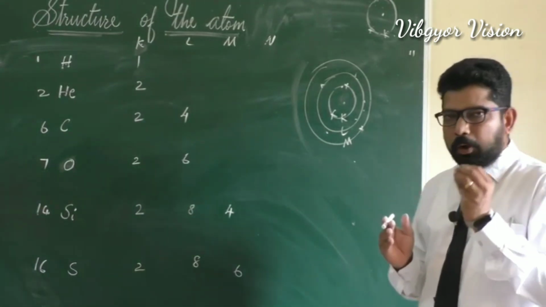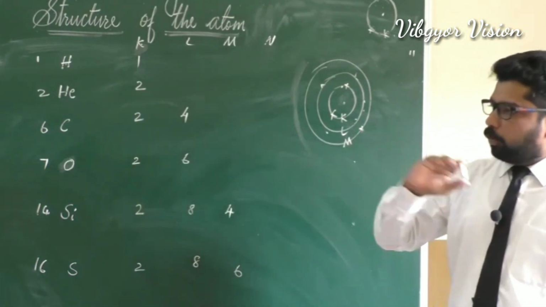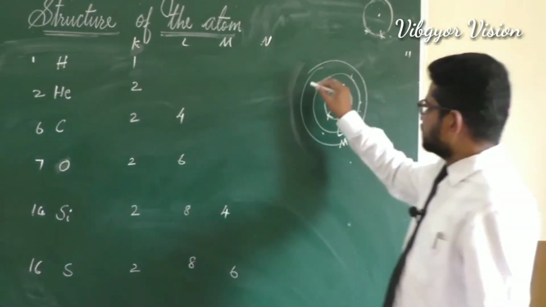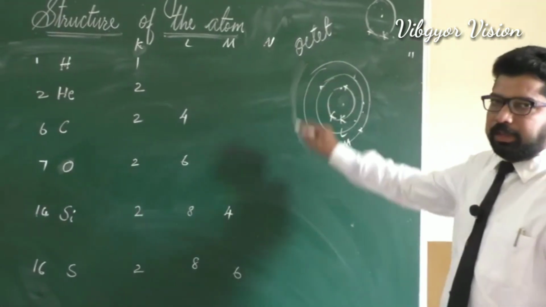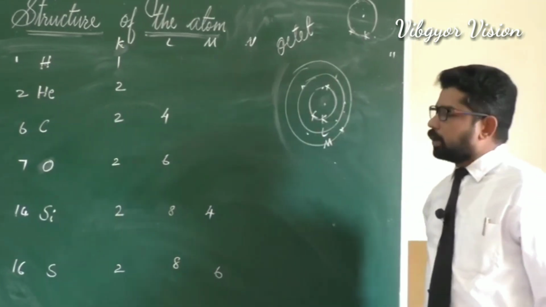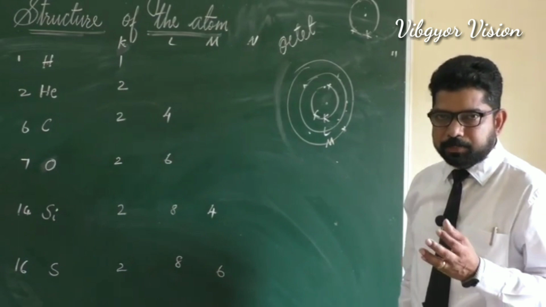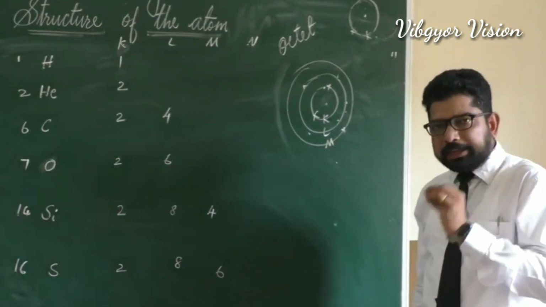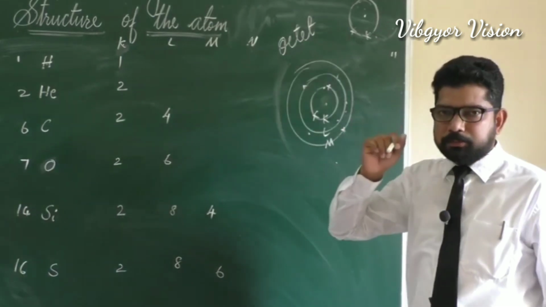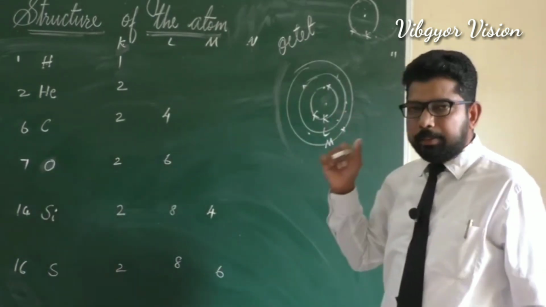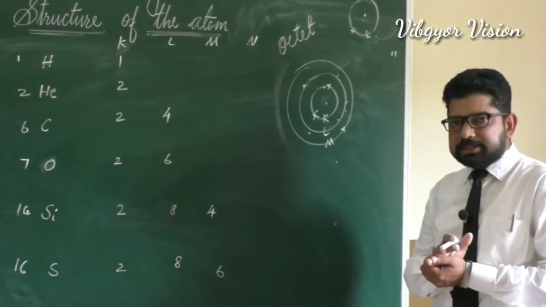If there are 8 electrons in the outermost shell, that type of configuration is known as octet configuration. Octa means 8. The atoms with octet configuration will be highly stable.